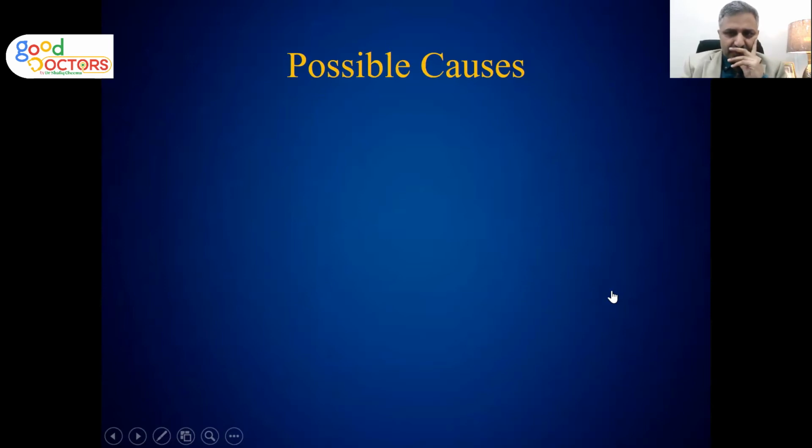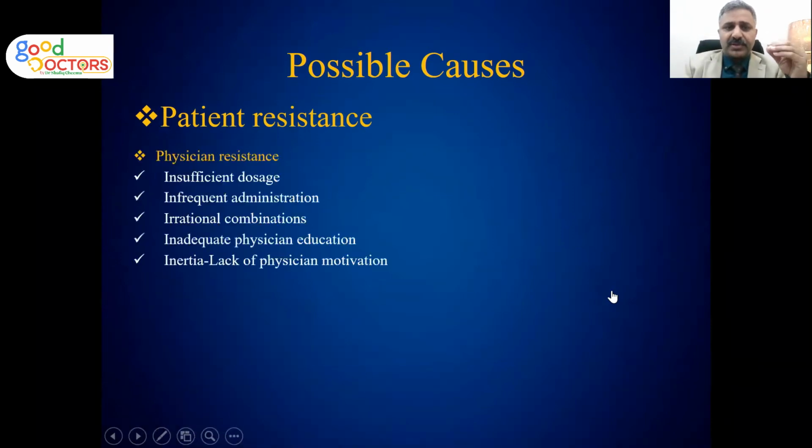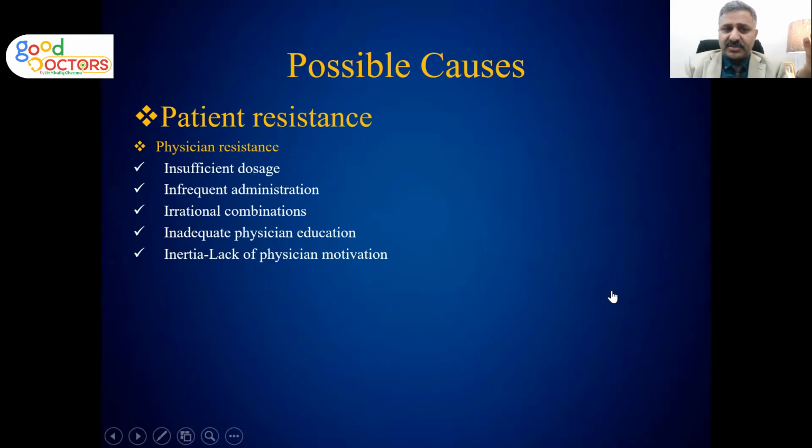So what could be the possible causes? It could be patient resistance, some factors related to the patient causing blood pressure not to be well controlled. It could be physician resistance, factors related to doctors. For example, if you're using insufficient dosages, that is not the patient's fault. Infrequent administration, irrational combination, inadequate physician education of the patient, and inertia, lack of physician motivation. You don't want to do anything else.